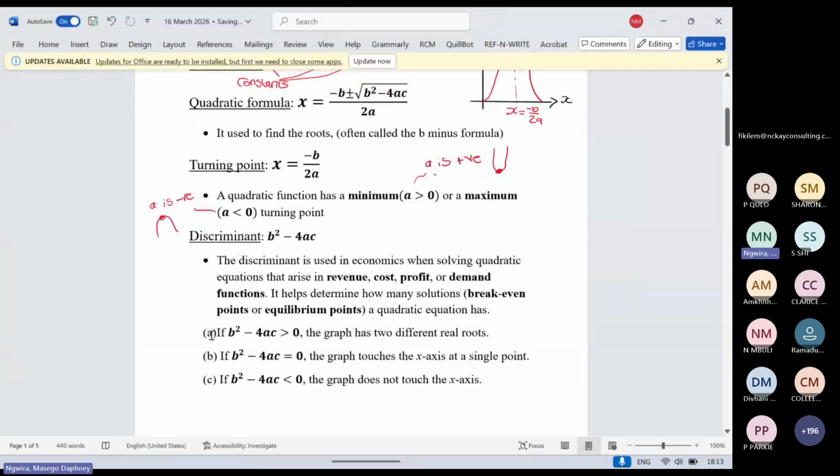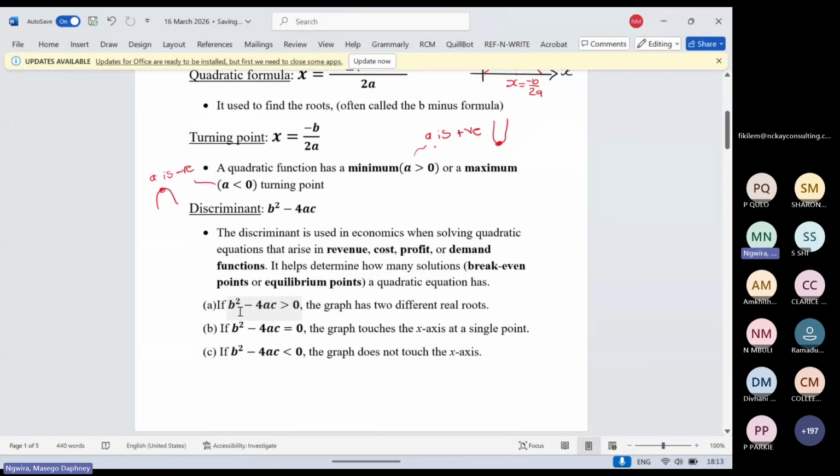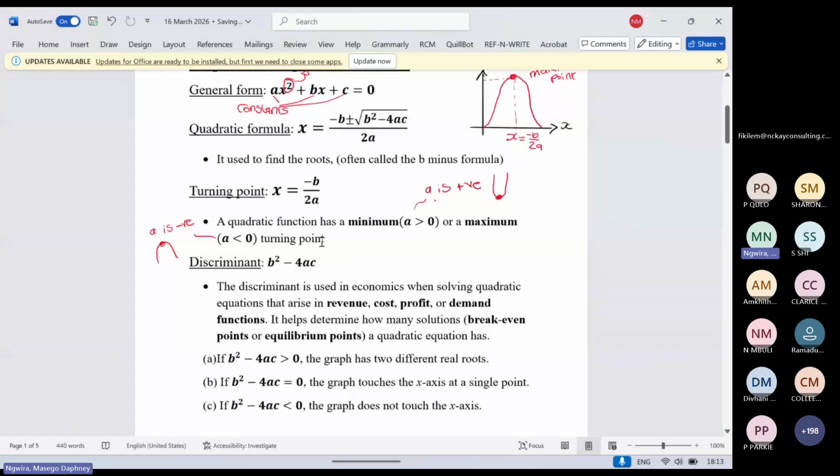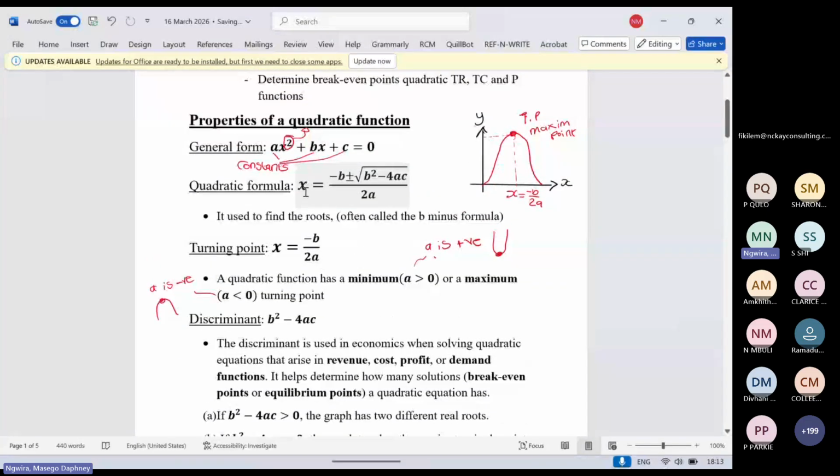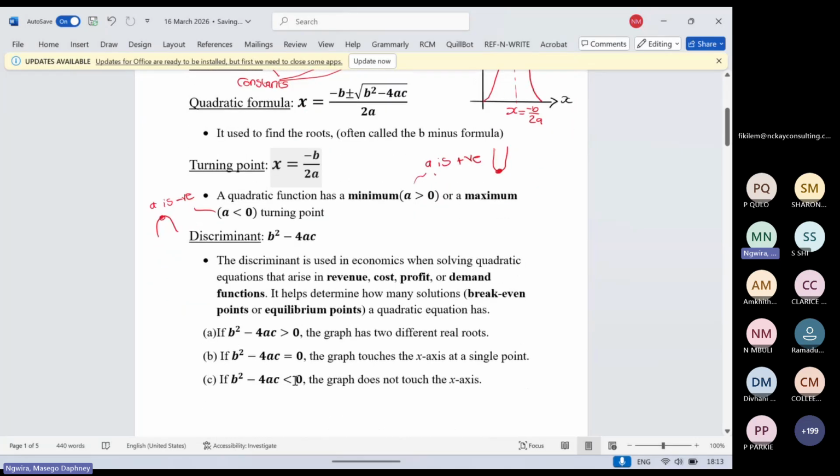points. And then it says here that if your discriminant is greater than 0, meaning that if I substitute my A, B, and C and I get a positive answer, the graph has two different real roots. When you're talking about the roots, we're talking about this X. Again, it will make sense when we do an example. And if b squared minus 4ac is equal to 0, when you substitute the constants and you get 0, then the graph touches the x-axis at a single point.